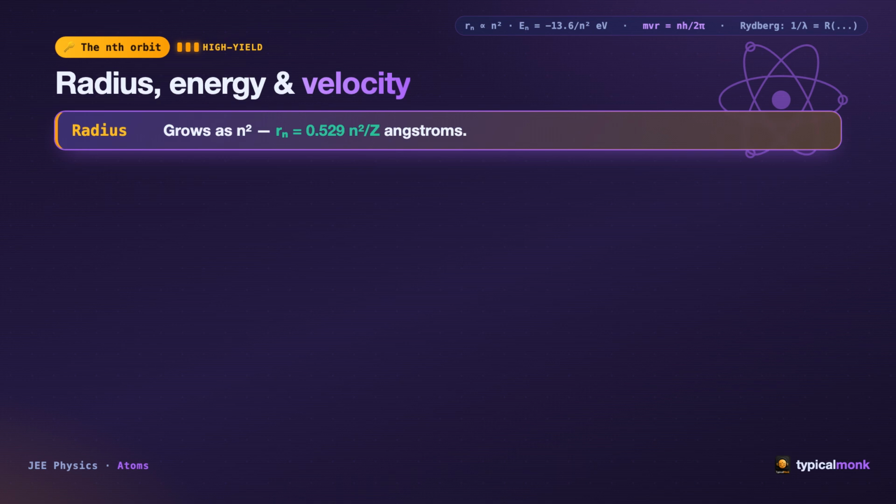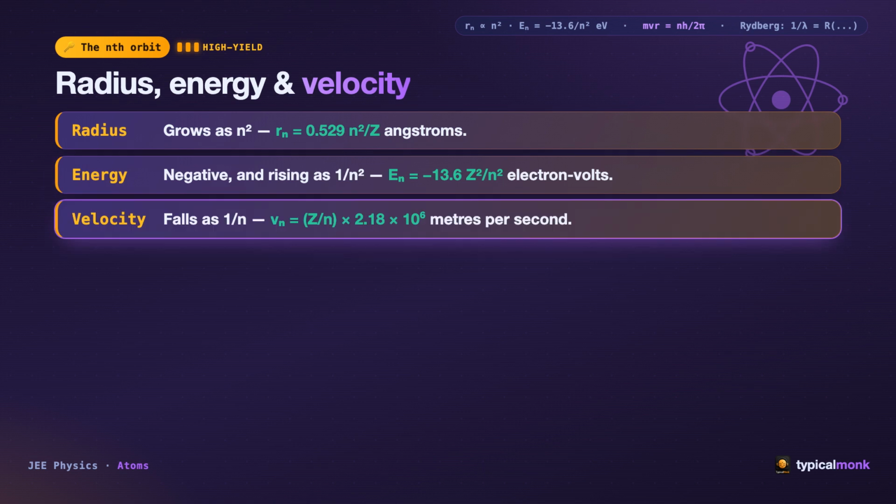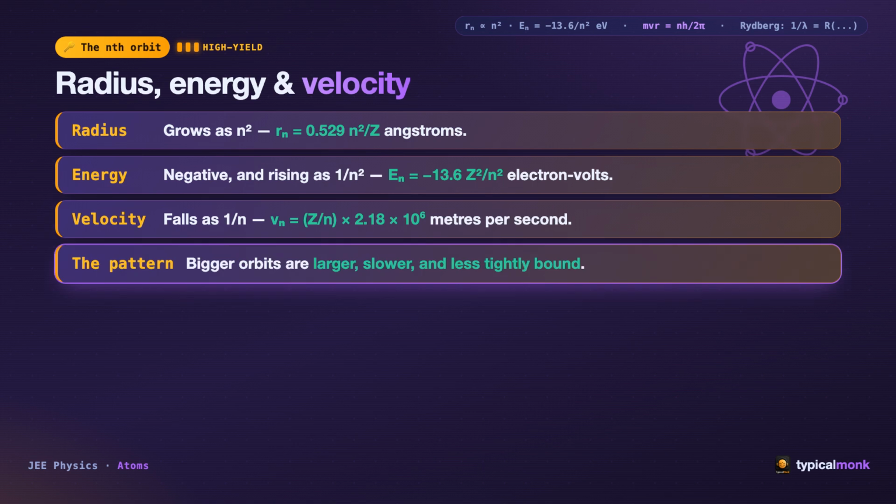Now, the 3 quantities of the nth orbit. Radius: it grows as n squared. Rn equals 0.529 n squared over Z angstroms. Energy: it is negative and rises towards 0 as 1 over n squared. En equals minus 13.6 Z squared over n squared electron volts. Velocity: the electron speed falls as 1 over n. Vn equals Z over n times 2.18 times 10 to the 6 meters per second. The pattern: bigger orbits are larger, slower, and less tightly bound.